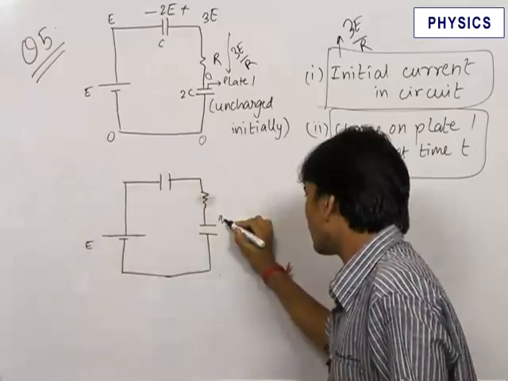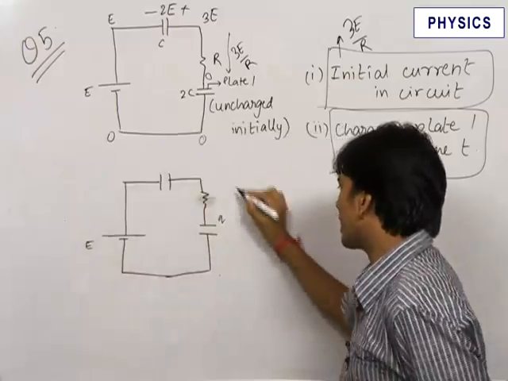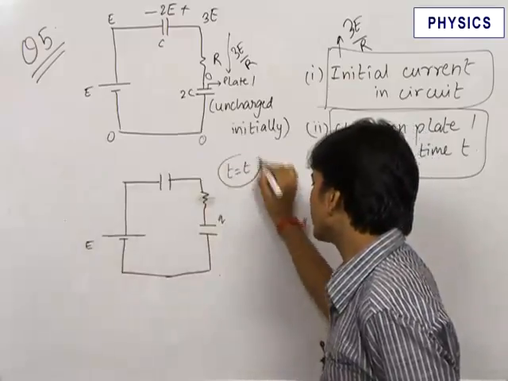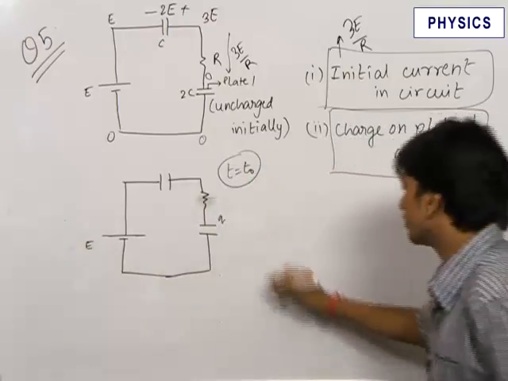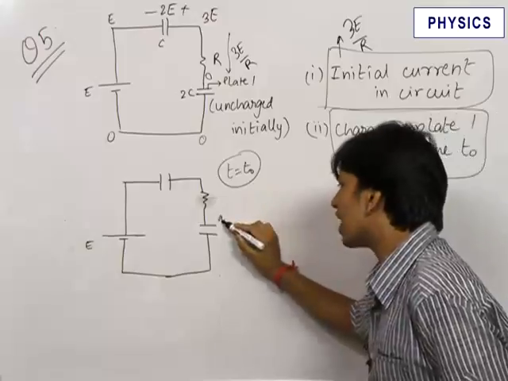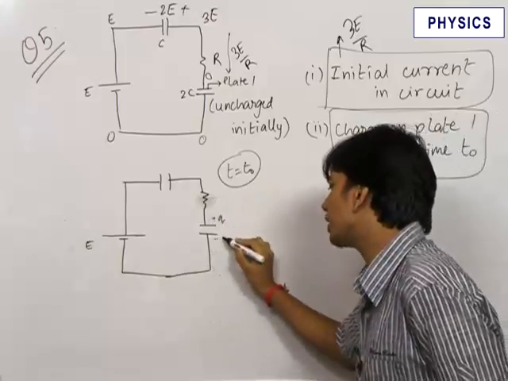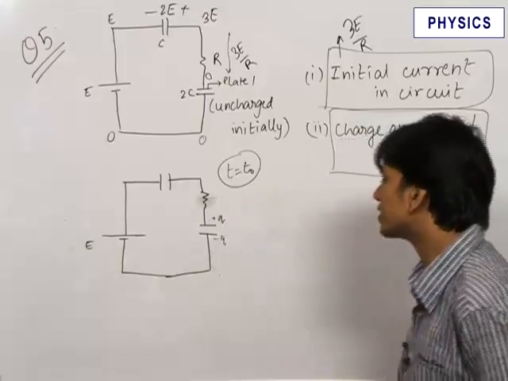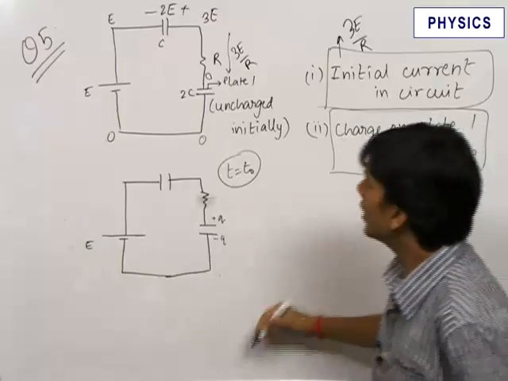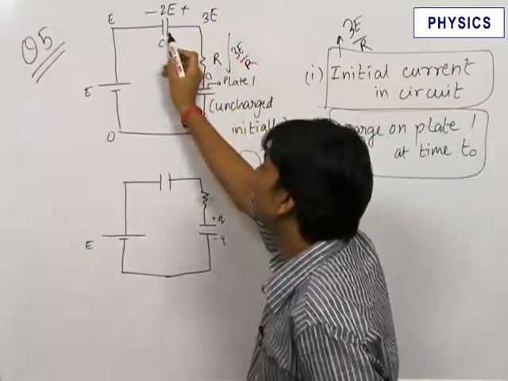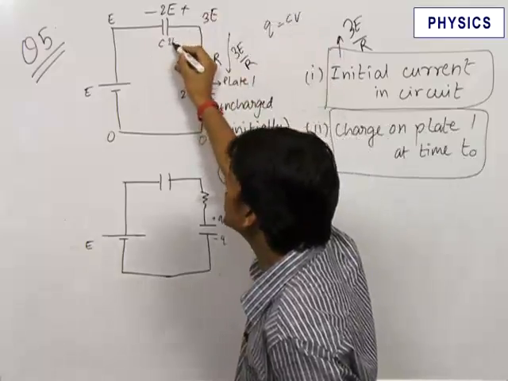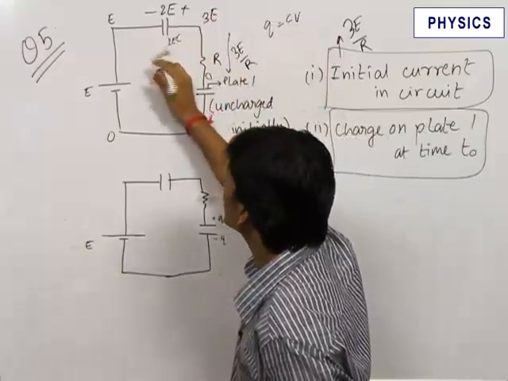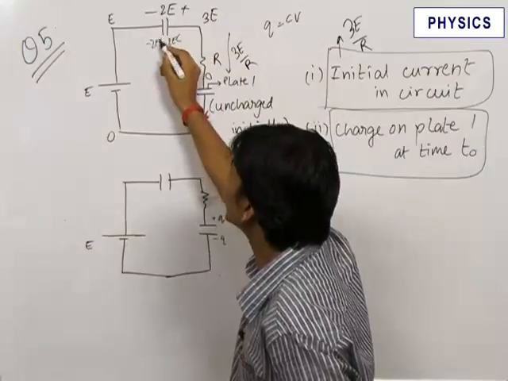Let charge Q develop on this plate of the capacitor after time t, at any general time t. So let the charge on this plate of the capacitor be Q. Therefore the charge on this plate of the capacitor will be minus Q. Now the initial charge on this plate of the capacitor was Q equal to CV, that is equal to 2E into C, and this was minus 2E into C.